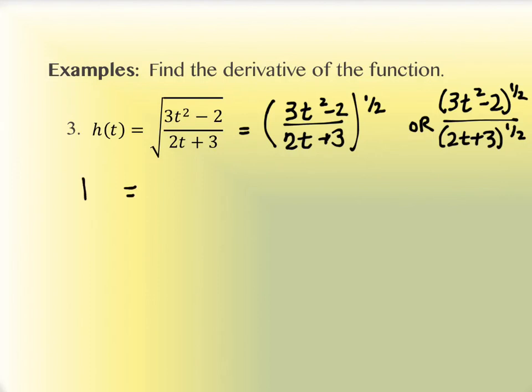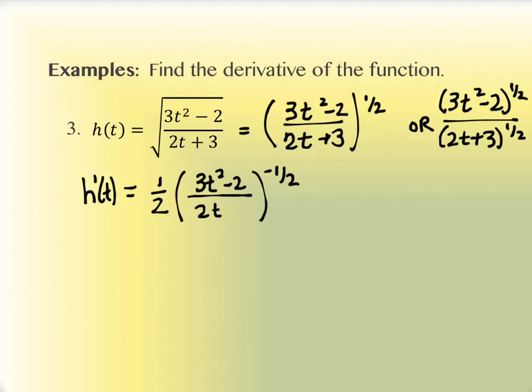All right, so we're going to do h prime of t. And we're going to deal with the chain rule part first. So, what's that mean I'm going to do? Pull the 1/2 down. Good. Then what will be my new exponent? -1/2. Good. What will go inside of the parentheses? The original thing that was already inside the parentheses, right? So 3t squared minus 2 over 2t plus 3.